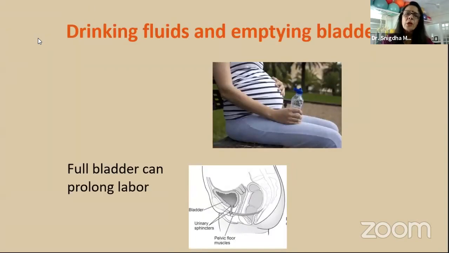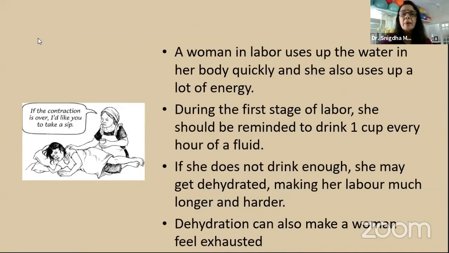There's another thing I want to talk about: drinking fluids and emptying the bladder. Throughout the labor, the mother is encouraged to drink fluids and to empty her bladder. A woman in labor uses up a lot of water, and she also uses up a lot of energy. So during the first stage of labor, she should be reminded to drink approximately 1 cup of water every hour. And this could be any other fluid if she wishes.